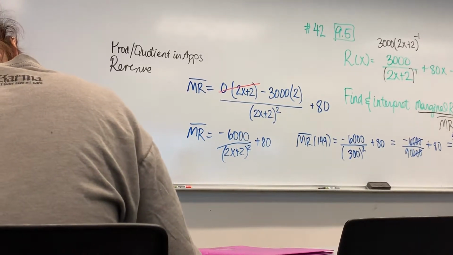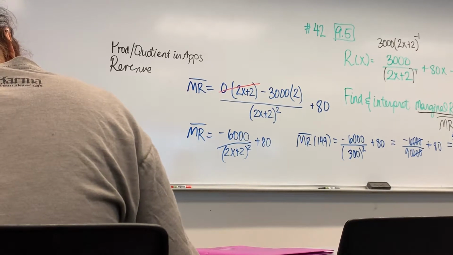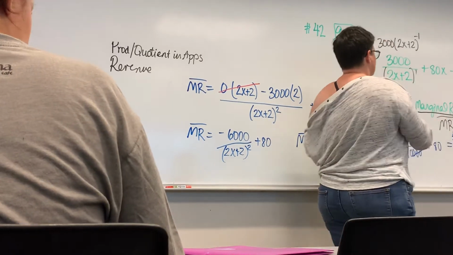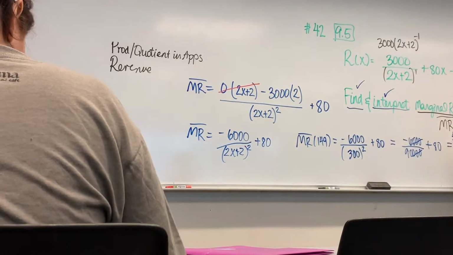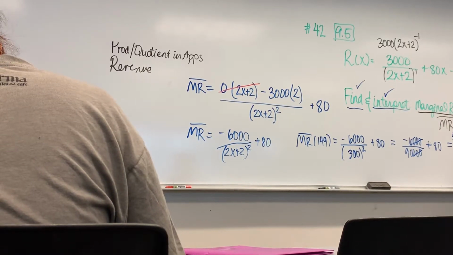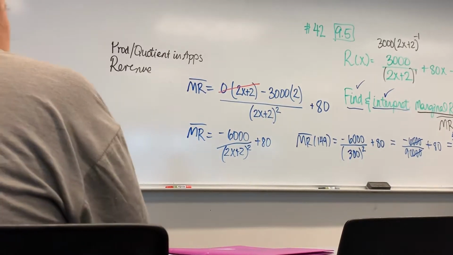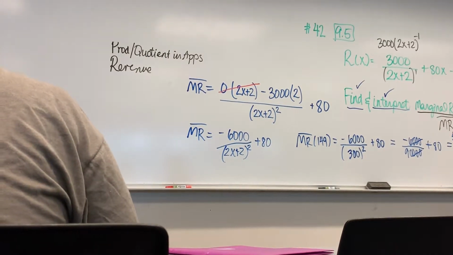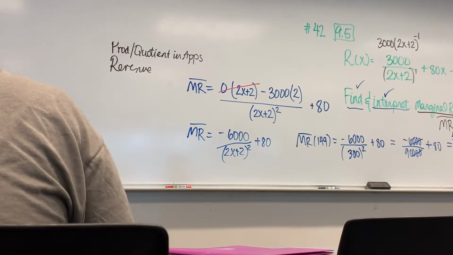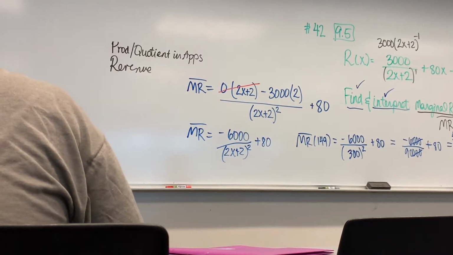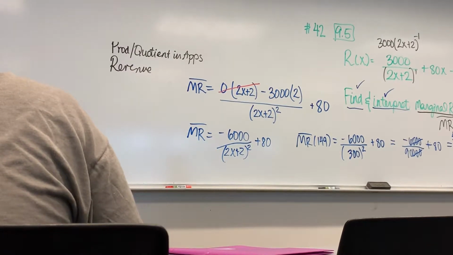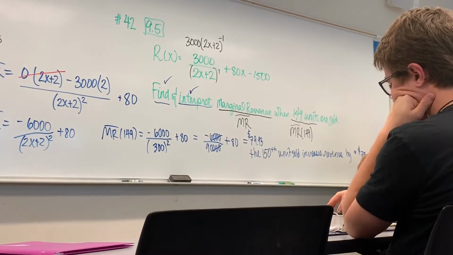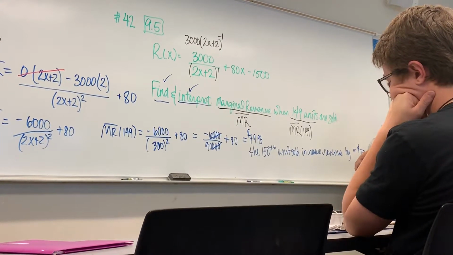Am I done? Now I got the find. Did I get the interpret? No. So how do I do that? So you want to see 1 unit of difference essentially from 149 to 150. Good. So the 150th unit sold increases revenue by approximately, remember these are all guesses, $79.93.